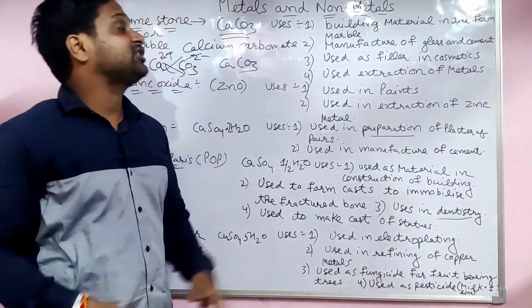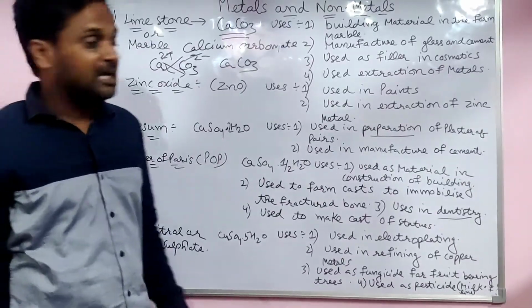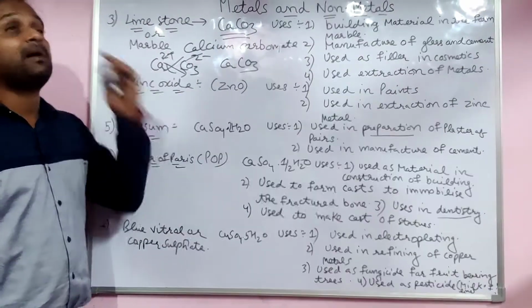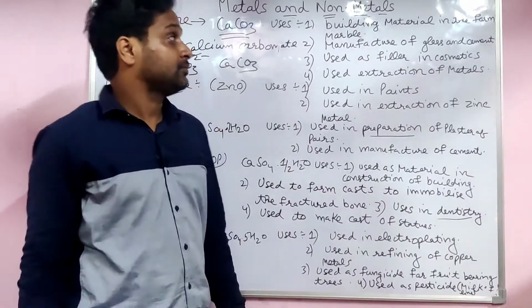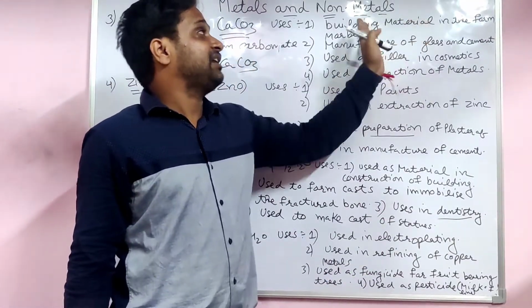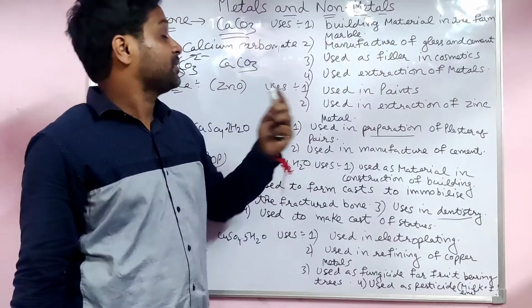Uses of calcium carbonate. Afterward, we see the preparation of calcium carbonate. Another name of calcium carbonate is marble, milky white in color. Marble is white in color, na? It is used as a building material in the form of marble.